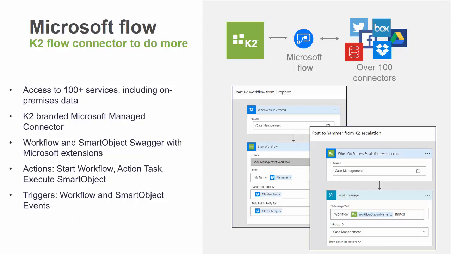Right, so here we have a K2 branded and Microsoft managed connector, where if you are using Microsoft Flow, you can search for K2, and essentially based on some integration event or other events, we can trigger a K2 process through its rich API.